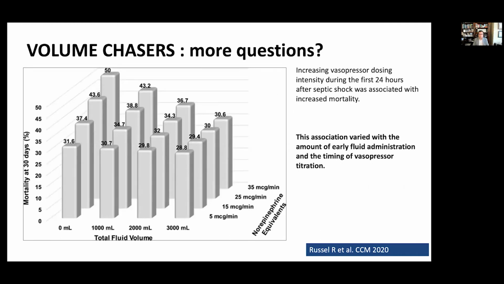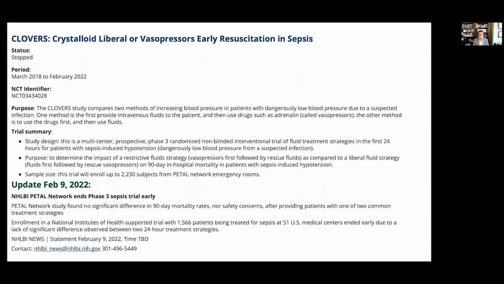And clearly there was an attempt to answer a lot of other questions in terms of mortality at 30 days and total fluid volume in combination with different norepinephrine equivalents. But they did find that increasing vasopressor dosing intensity during the first 24 hours after septic shock was associated with increased mortality. And this association varied with the amount of early fluid administration and the timing of vasopressor titration. So clearly in line with the whole concept of more personalized, low fluids, high pressors initially.